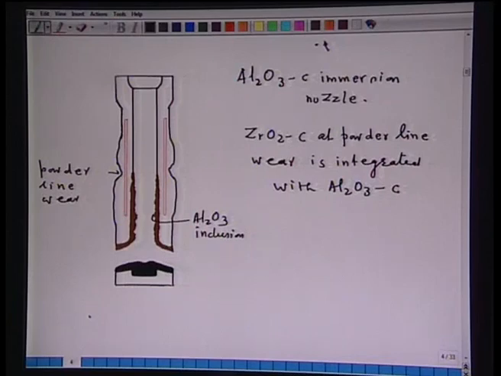Next portion we will be dealing with in the next lecture.